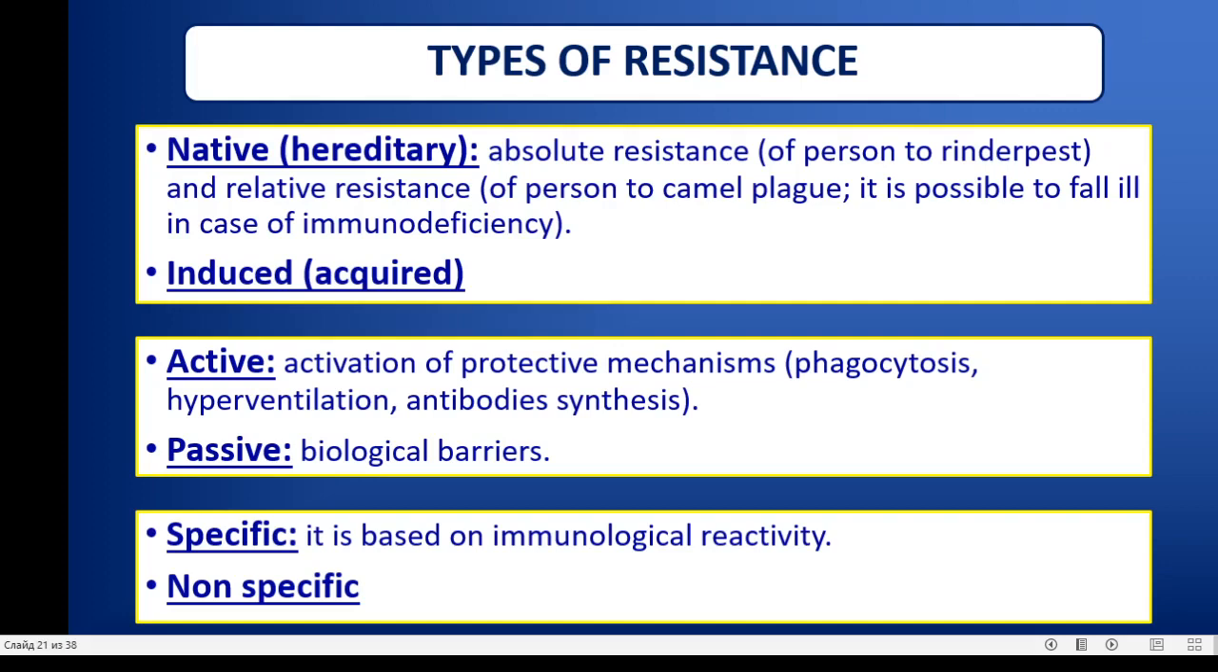Induced, acute. Active resistance: activation of protective mechanisms, phagocytosis, hyperventilation, antibody synthesis. Passive resistance: biological barriers. Specific resistance is based on immunological reactivity. And non-specific.